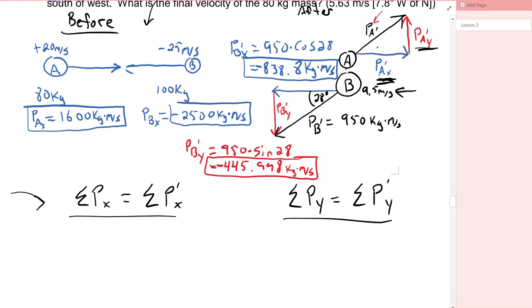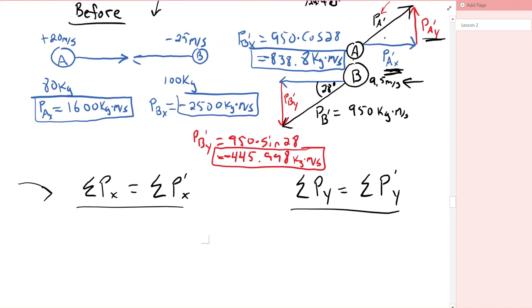Okay, so sum of the momentums in the x. So let's start filling this out. So my first two things were in the x, right? These were both in the x, and that was before. So it goes on this side of the equation. So we're going to say 1600, or maybe I'll put the symbols first, so maybe you can figure out what I'm doing here. Momentum of A in the x. Now let's do a blue.